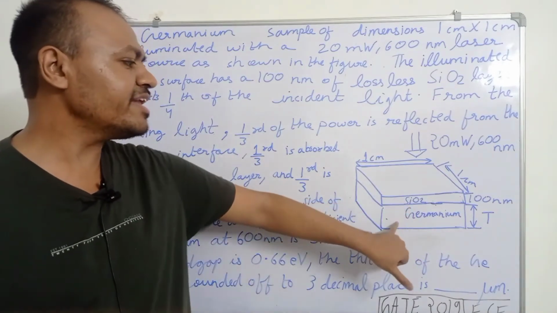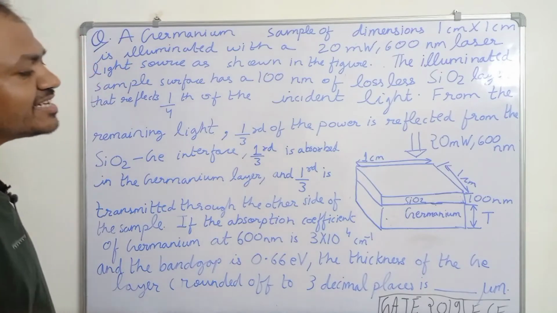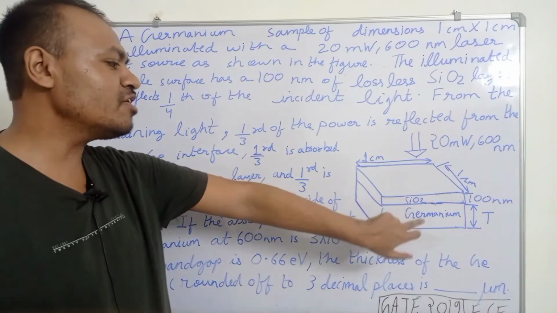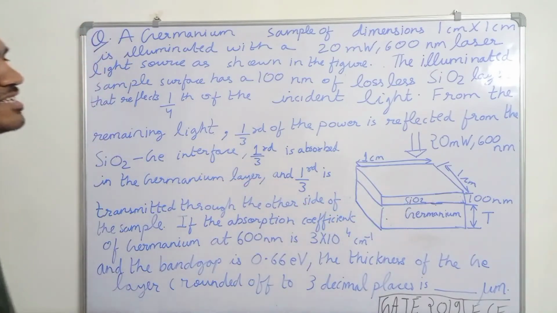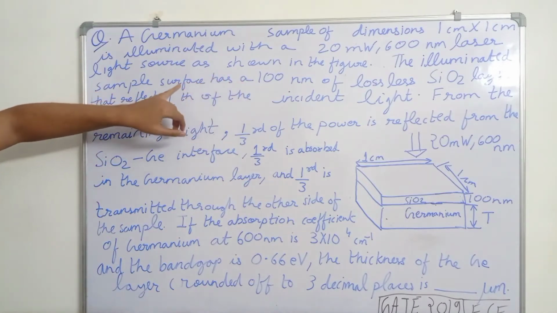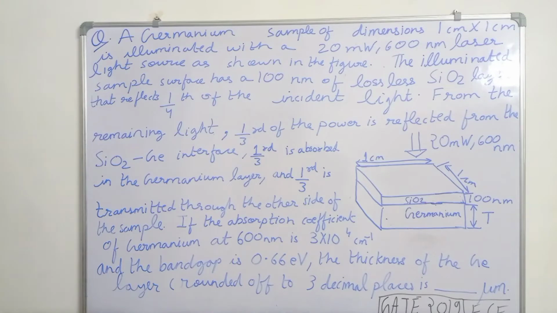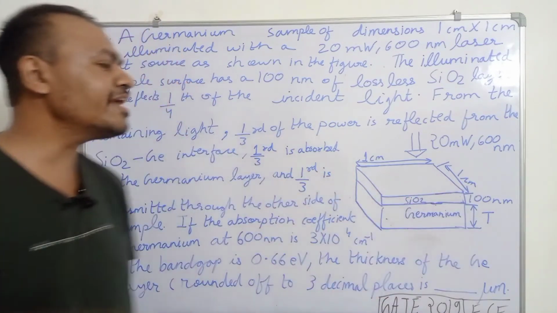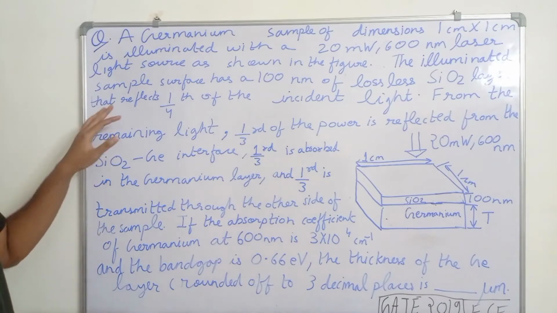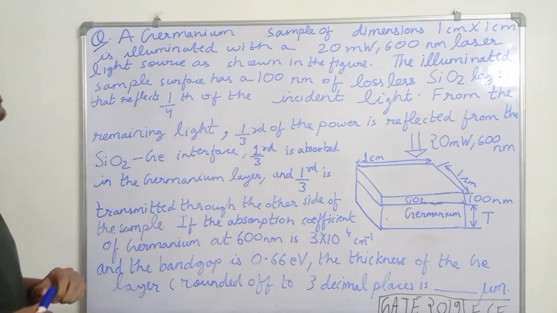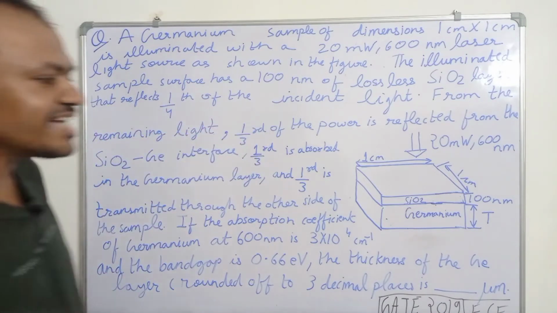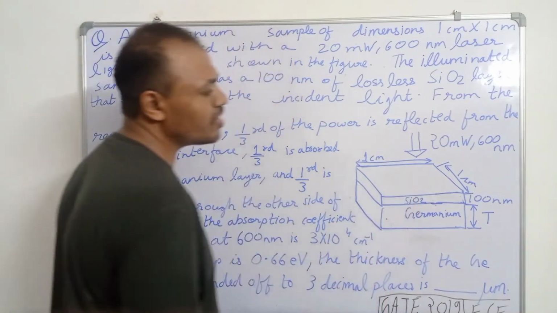So it has two layers. Upper layer is silicon dioxide and below the silicon dioxide is the germanium layer. So we can see that in the figure. The illuminated sample surface has a 100 nanometer lossless SiO2 layer, so the thickness of this SiO2 layer is 100 nanometer. It reflects 1/4 of the incident light. So this SiO2 layer reflects 1/4 of this incident light.